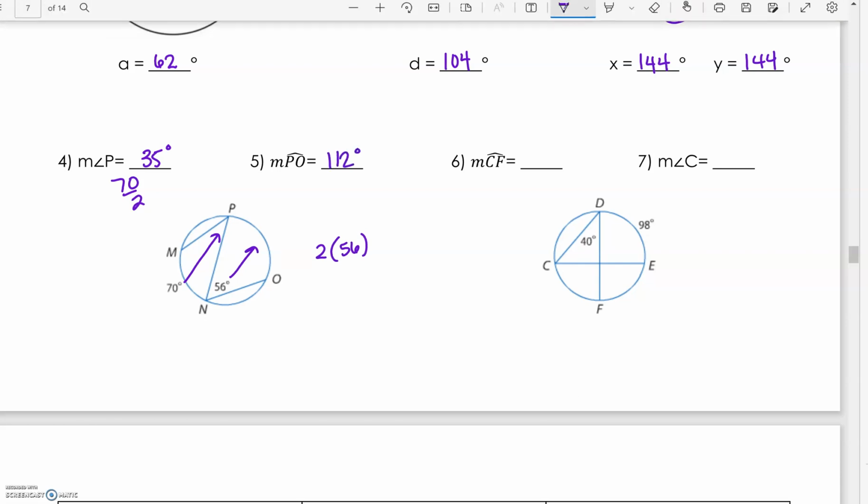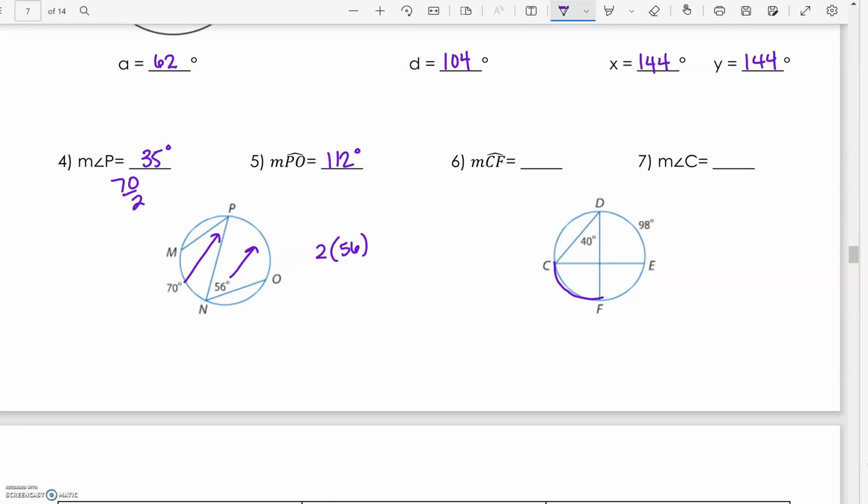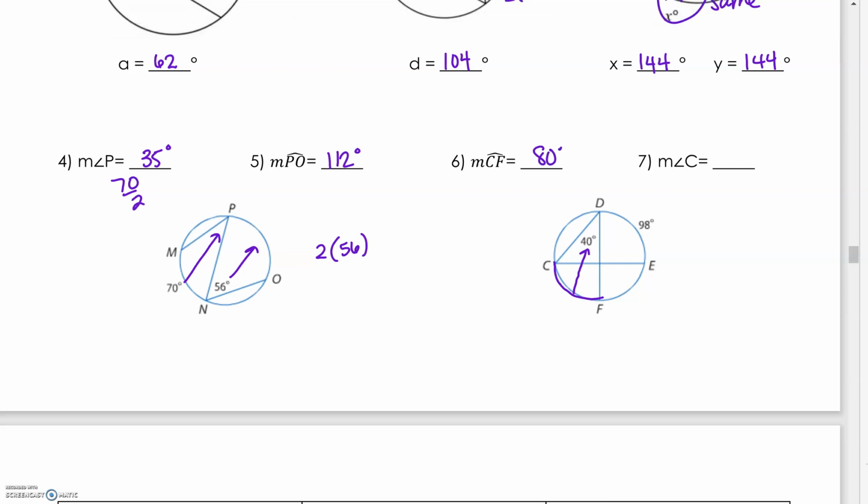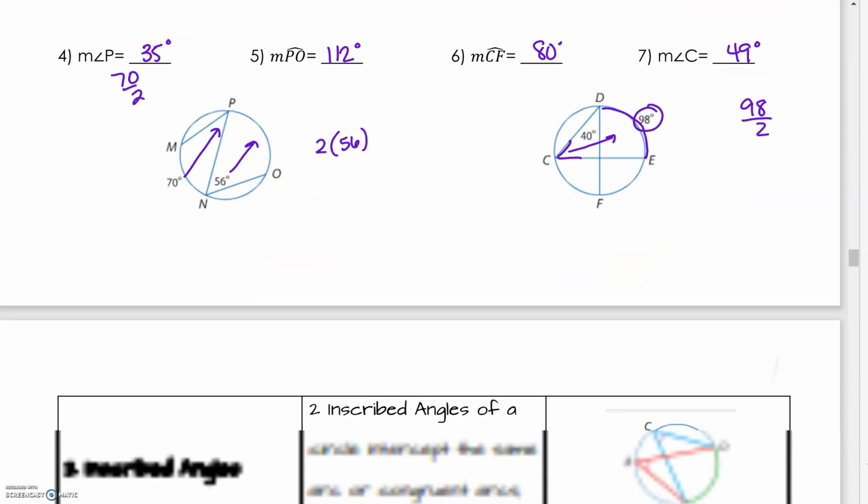Over here, if we're looking for CF, we would highlight that arc and then we'd see what angle is across from it, so 40. So that means that we are going to double our 40 and get 80 degrees. So think arc is bigger and then angle is smaller. And so for C, if we want angle C, we look to see what the arc is that is across from it. If that's 98, we would cut it in half. So 49 degrees for angle C.